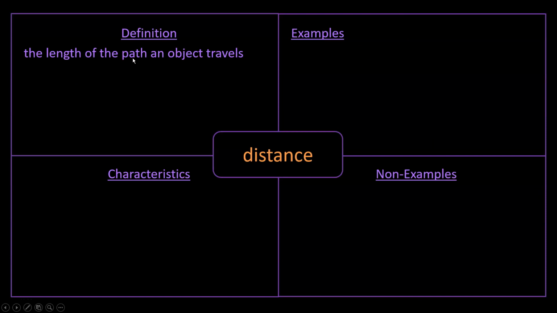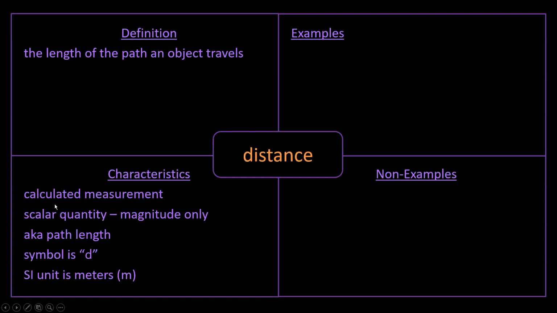Let's take a look at distance. It's the length of the path an object travels, so this is a little different than displacement. Characteristics, once again, it's a calculated measurement. It's a scalar quantity. It only has magnitude. It's also sometimes called path length. Its symbol is lowercase d, and the SI units are meters.